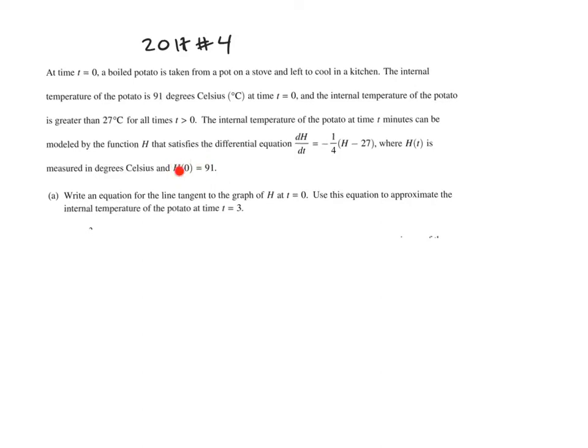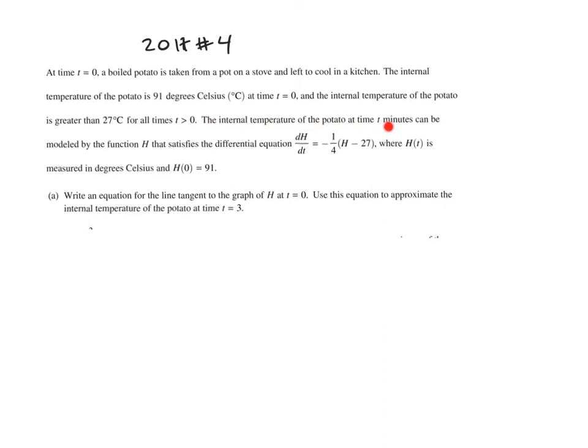They're going to articulate this for us better here in calculus terms. And the internal temperature of the potato is greater than 27 degrees Celsius for all times t greater than 0. So that's probably like room temperature or whatever. As it goes down in temperature, it's going to get closer and closer to 27, but it won't actually cross 27, because the room's not going to make the potato colder than the room itself.